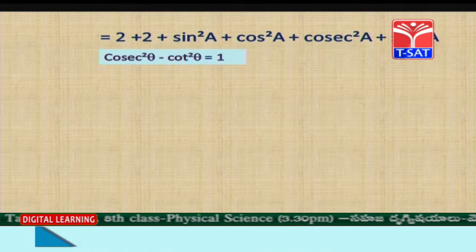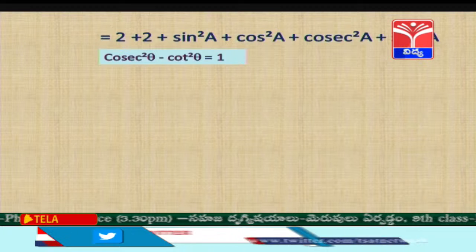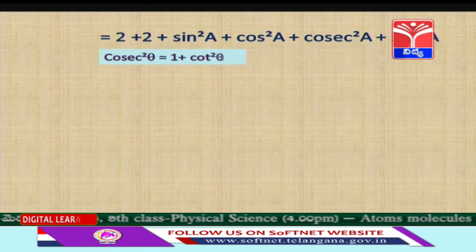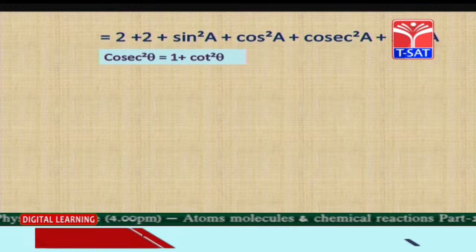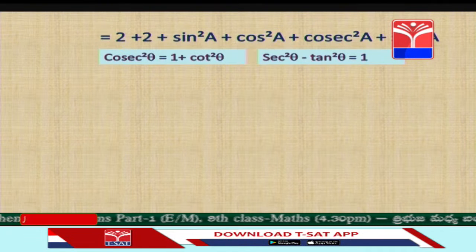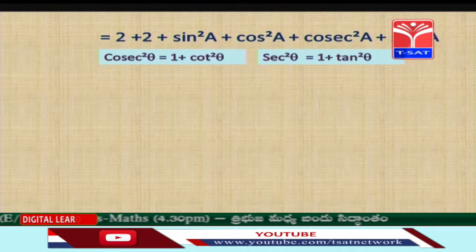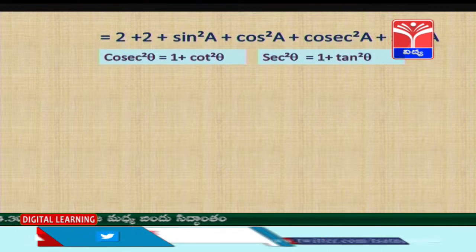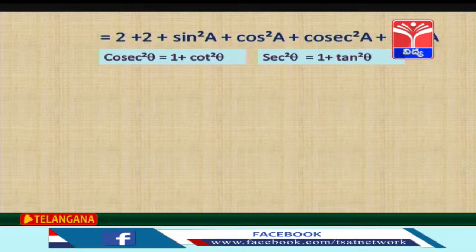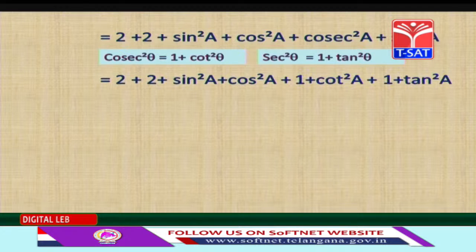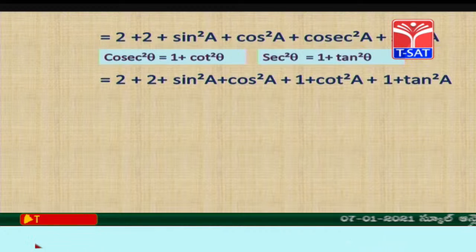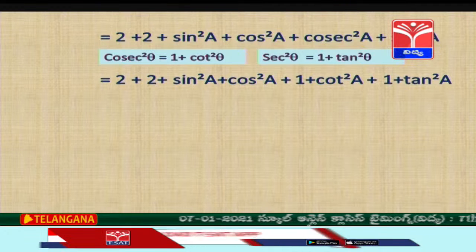We know that cosec square theta is equal to cot square theta plus 1, but can I write cosec square theta as 1 plus cot square theta? Right. Similarly, sec square theta minus tan square theta is equal to 1. So, I will change it into sec square theta is equal to 1 plus tan square theta. That means, wherever cosec square a is there, I will write it as 1 plus cot square a. Wherever sec square a is there, I will write it as 1 plus tan square a. So, I am getting here the answer 2 plus sin square a plus cos square a plus 1 plus cot square a plus 1 plus tan square a.